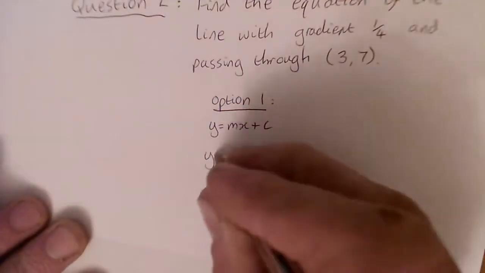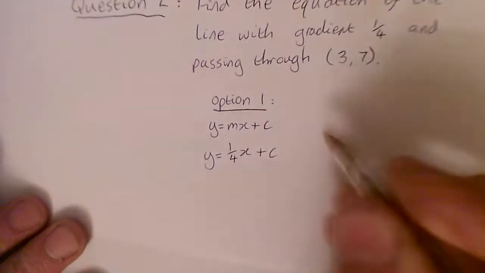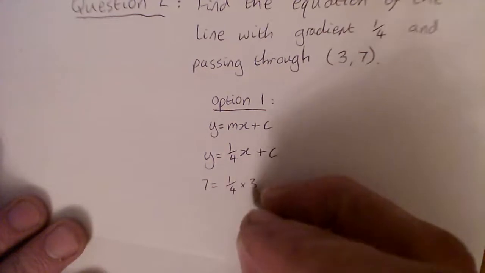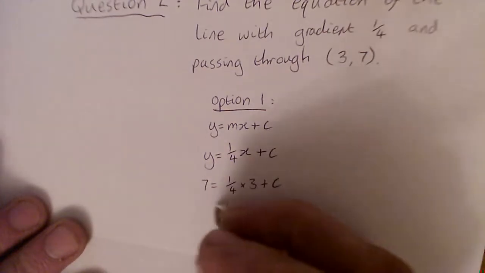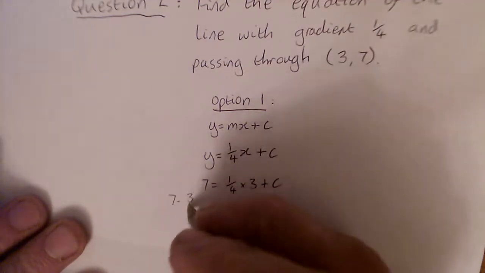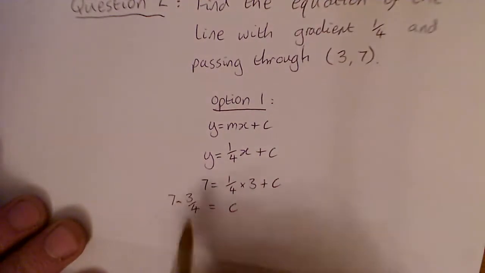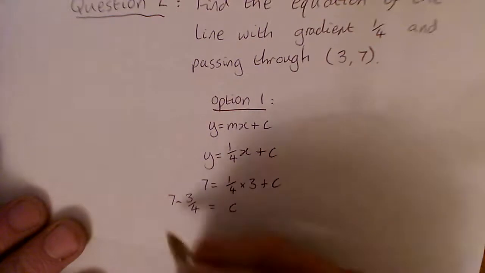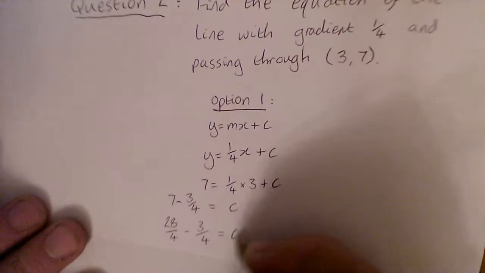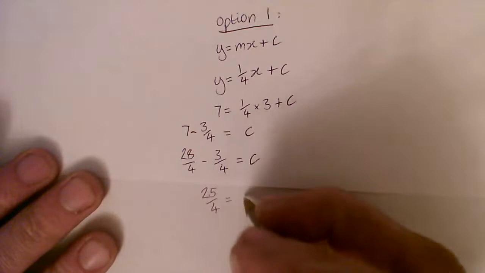So here with y equals, the gradient we're given in the question is a quarter. And now we can put that point 3, 7 in. So we've got 7 equals 1/4 times 3 plus c. So c is the same as 7 take away 3/4. And that might take a little bit of working. 7 in quarters, 4 sevens are 28. So it's 28 over 4. Take away 3 over 4 equals c. Doing that, we get 25 over 4 is the same as c.